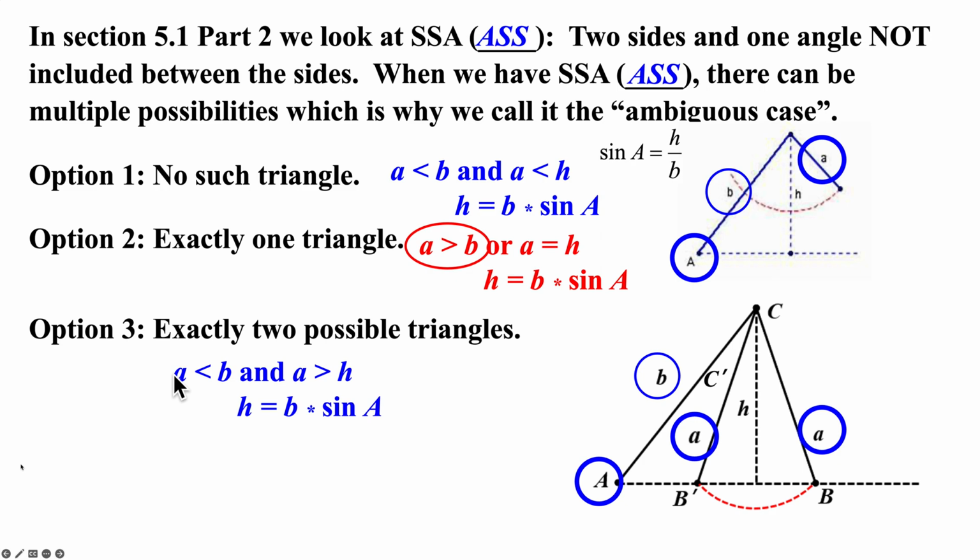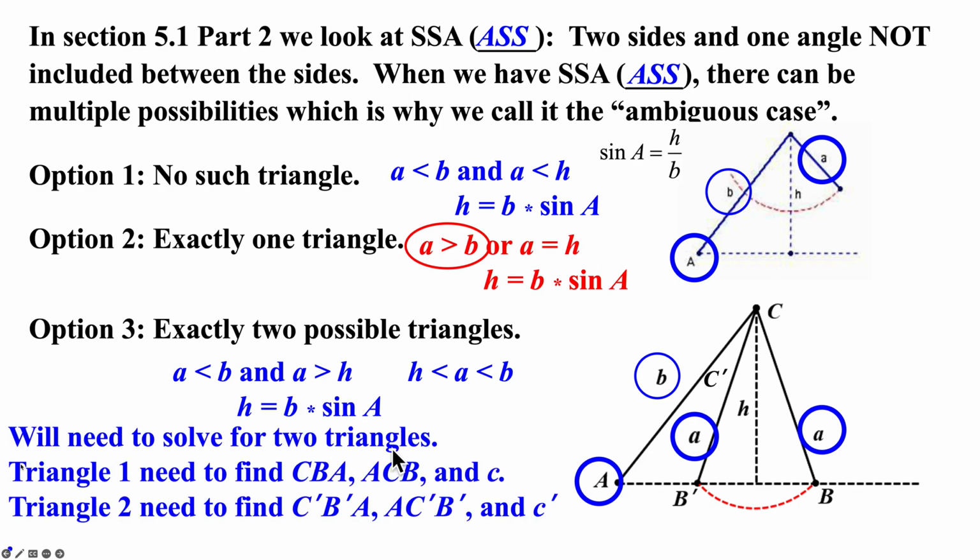So A is less than B, I solve for the height, and A is greater than the height. Or another way you can say this statement up here is, all right, A is less than B, but the height is less than both A and B. These 2 are the same. I kind of prefer this one here because the emphasis is on always: A is less than B, go find the height, then decide which comparison you have.